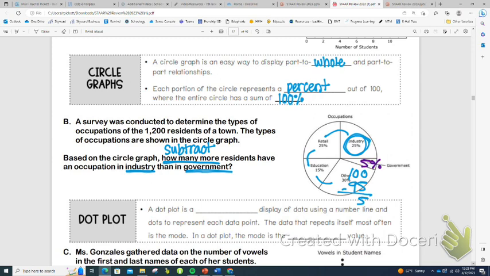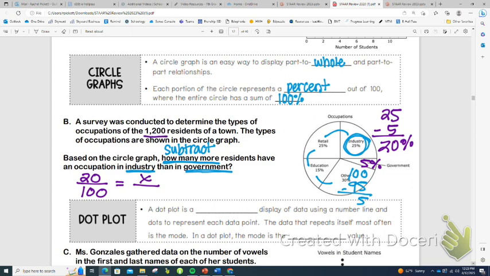which would have to be that little spot for government. So like I said, it asks us how many more chose industry than government. So we're going to subtract industry's 25 minus government's 5%, and that leaves us with 20%. Now that's not our answer because it doesn't ask us for the percent, it asks us for the amount. What we're going to do to solve that is make a percent proportion. Remember that percents go over 100, and we're going to set that equal to x over the total.